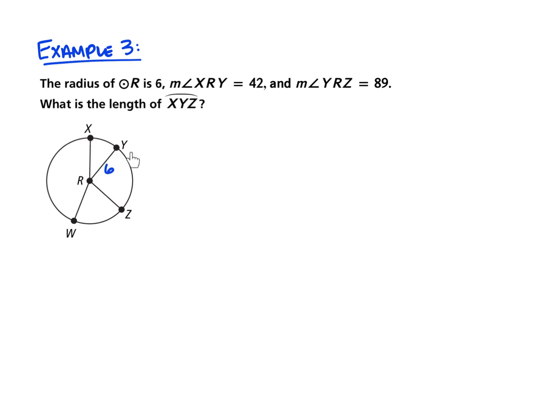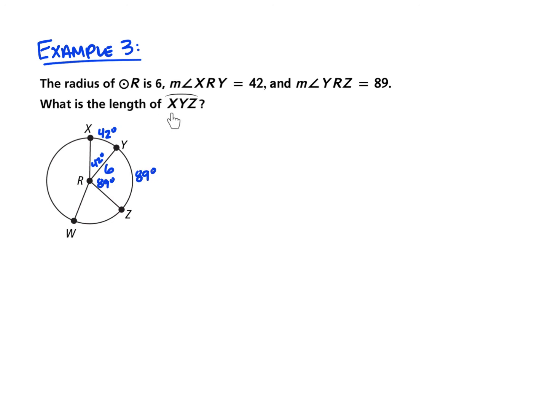And it says that angle XRY is 42 degrees. So it's telling me that this is 42 degrees there, but that means that this arc up here that's intercepted by angle XRY would also be 42 degrees. And angle YRZ, this angle, is 89 degrees. So it's just short of 90 degrees. But that also means that this arc out here is 89 degrees.